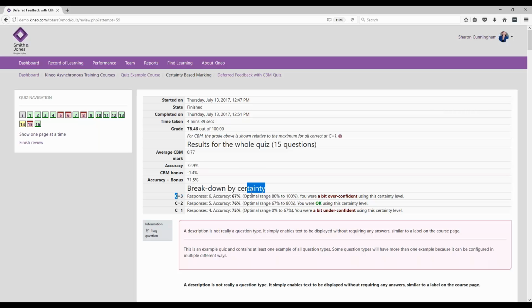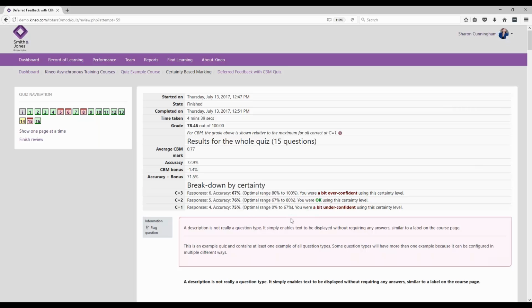It's also telling them how they rated. Here she sees that for her C3, which is high, she's saying yes, I'm absolutely sure, and it's saying she's overly confident. She thinks she knows the answers and she actually doesn't, so it's letting her know that. For the C2, the mid, you're sort of sure, it's telling her she was okay using that certainty level. She wasn't overly confident and she wasn't underconfident. For her C1, which means I'm not real sure, she was a little underconfident as far as how often she utilized that.